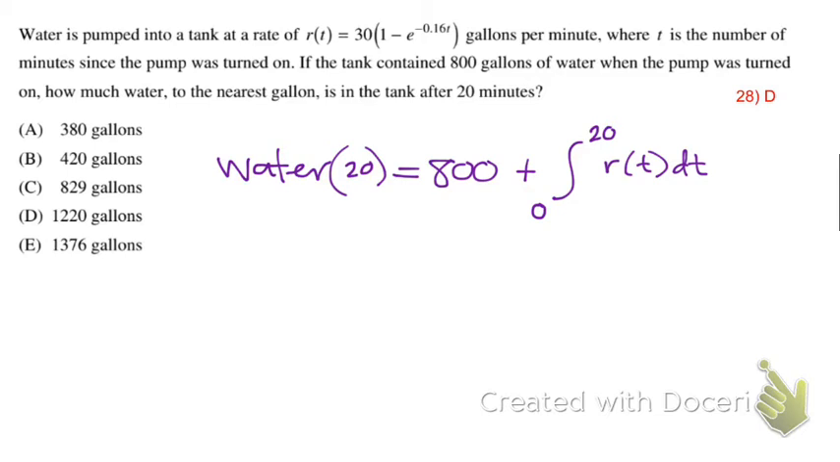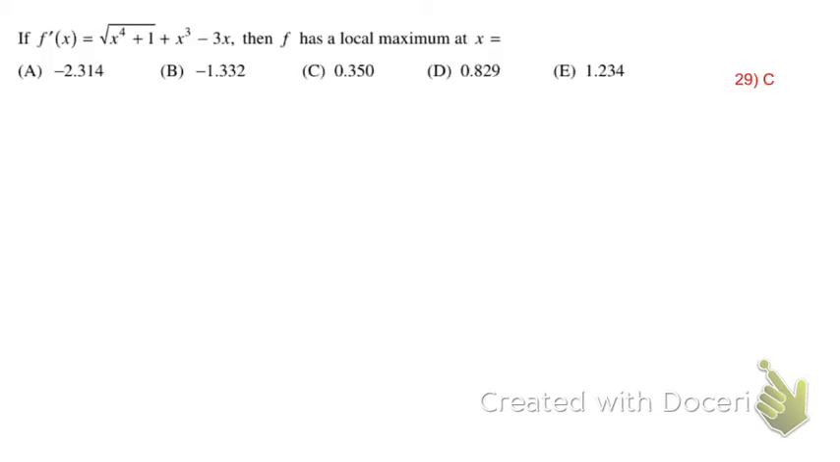All right, and this next one. It says, if the derivative is equal to this, then f has a local maximum at. Well, we should probably graph this to make sure we understand what the derivative looks like. So, coming back to our calculator.